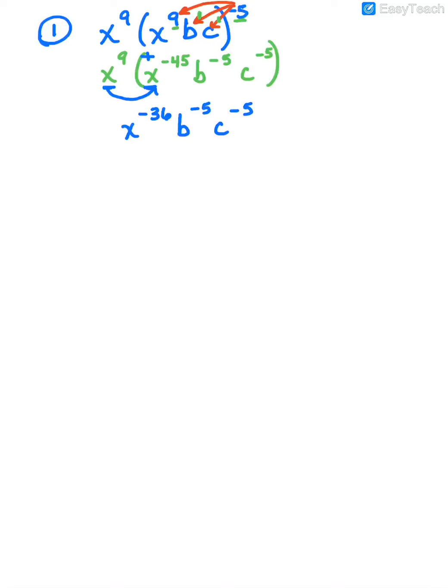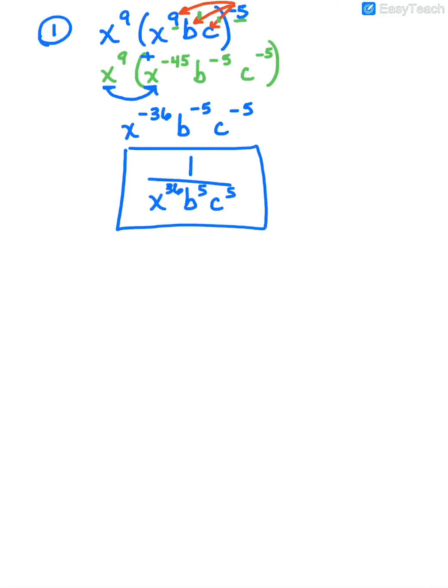They do not want you to leave negative powers in your answer. So when we go to simplify, what a negative power does is it simply will put that term in the bottom of a fraction. Since there will be nothing left on top, we'll put a factor of 1. And so we have 1 divided by x to the 36th, b to the 5th, and c to the 5th. So that would be your final simplified answer in that case.